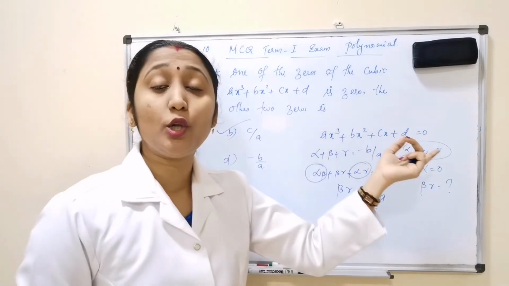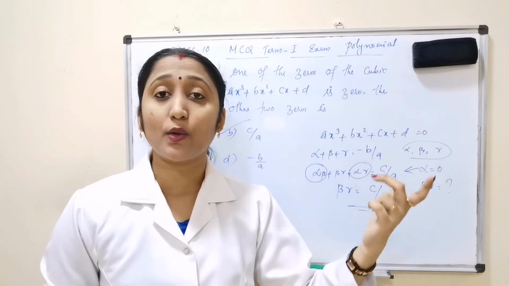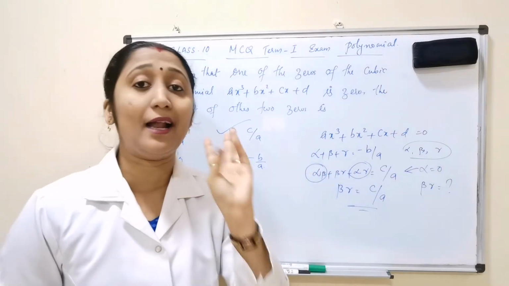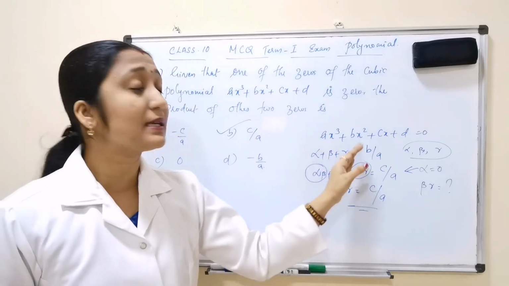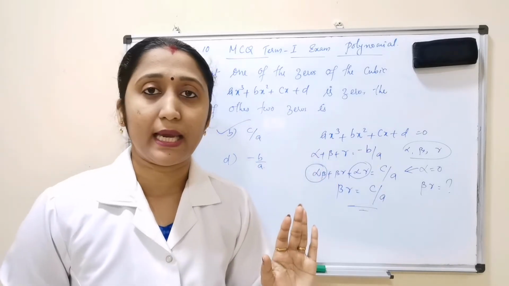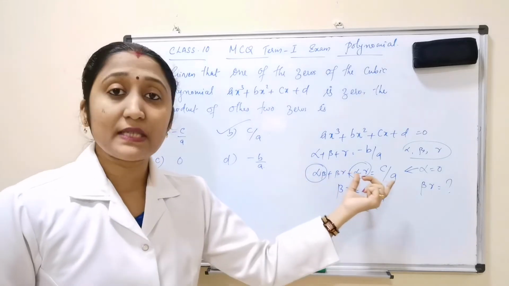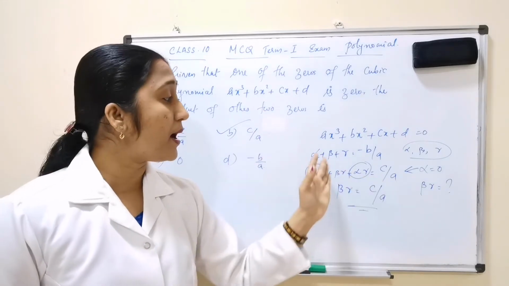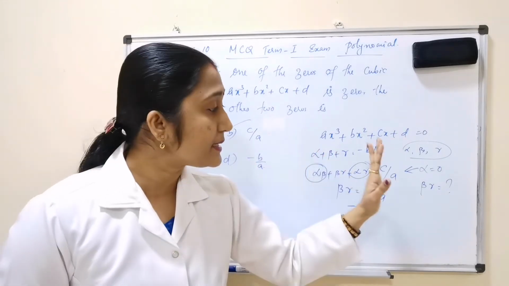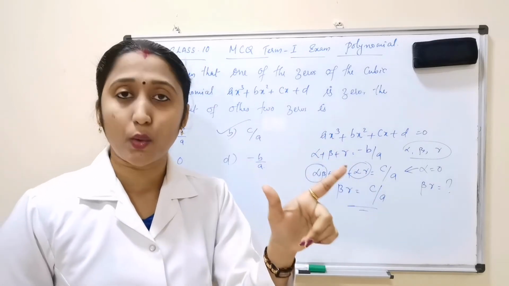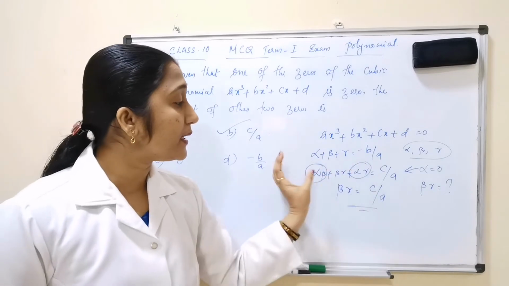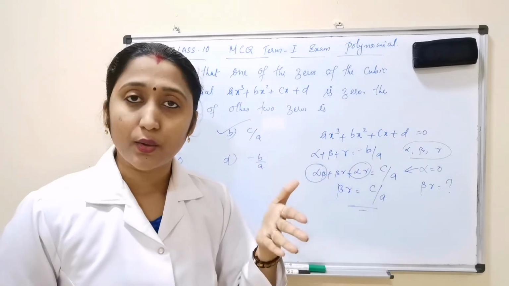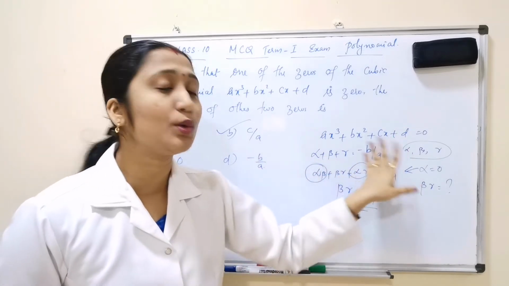In the cubic polynomial, the sum of the three zeros, alpha, beta, gamma: alpha plus beta plus gamma is equal to minus b by a. The product of the zeros taken two at a time, alpha beta, beta gamma and alpha gamma, equals c by a. Here, alpha equal to 0 means we substitute it, so this term and this term will be 0. The remaining beta gamma equals c by a.